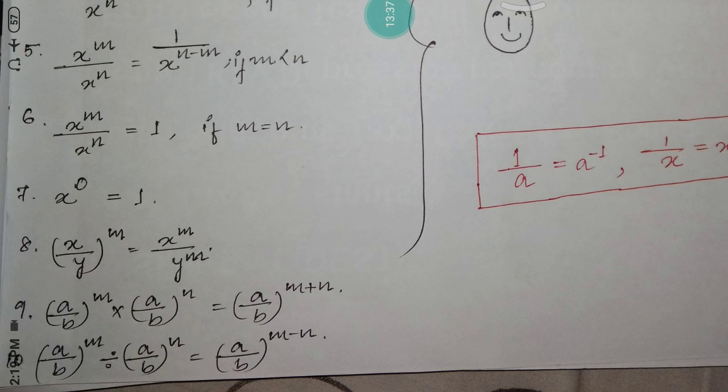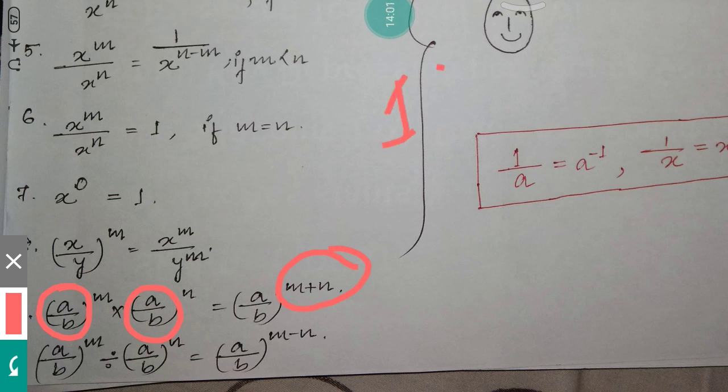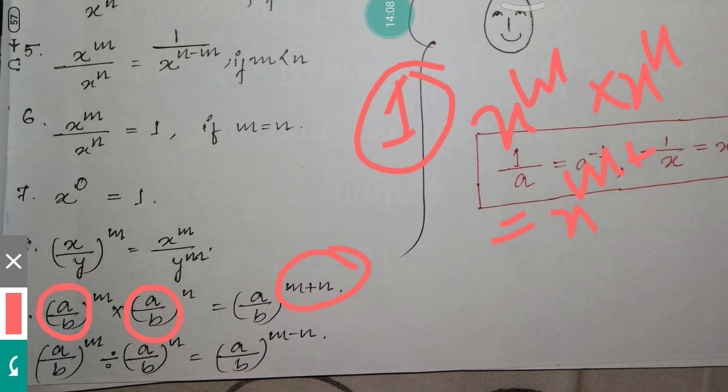Formula 9: a by b whole power m, a by b whole power n, multiplication is given, both the bases are the same. What are the bases? This is a by b, these are the bases. Multiplication is there, and power m and n are given, that means what will it be? The power will be the addition, because the bases are the same and multiplication is given. In the first formula we got x power m into x power n is equal to x power m plus n. Here x is your a by b.